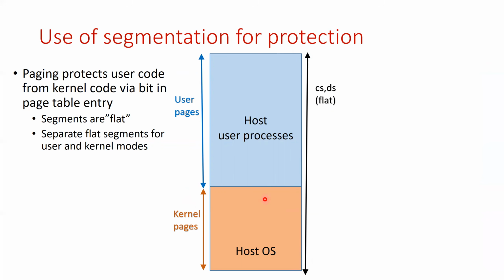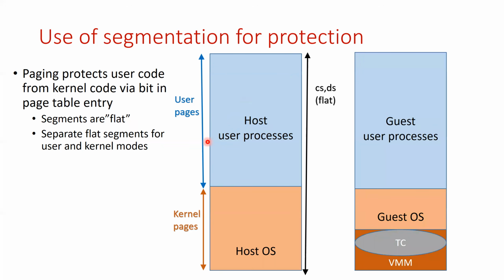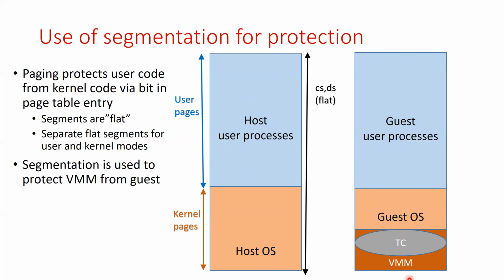But once you come to virtualization, in the model we've seen, you have 3 different entities. You have the guest user space, you have the guest OS, you have the VMM. So this one bit is no longer enough, and therefore segmentation is also roped in for the purpose of protection. Segmentation is used to protect the VMM from the guest OS. You still have these user pages and the kernel pages, but within the kernel pages also you have to protect the VMM from the guest. Guest cannot access the VMM as and when it wants.